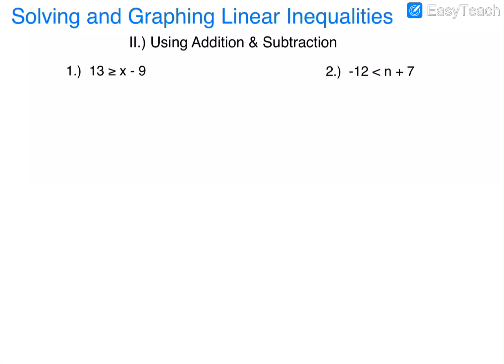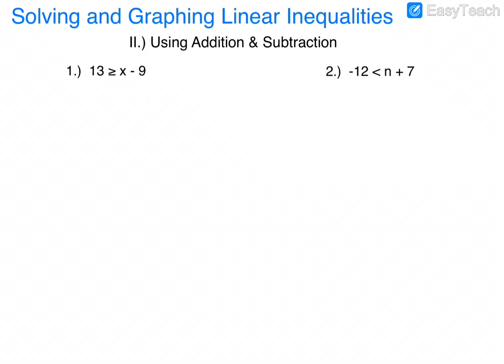So we're still using addition and subtraction, except the variables are on the right side of the inequality symbol. So we're still going to solve by getting the x and the n by itself on the right side. But then when we get our answer, we're going to flip it so that the variable's on the left side, so it makes it easier to graph.